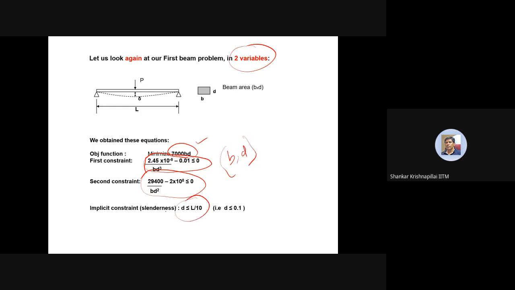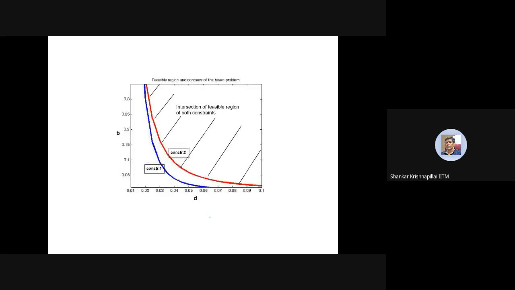Okay, and there's one more constraint: D is less than or equal to 0.1. So let us plot the feasible region. This is actually D is less than or equal to 0.1, the last constraint. This is the first constraint, this is the second constraint, and this hatched region values will satisfy both constraints.